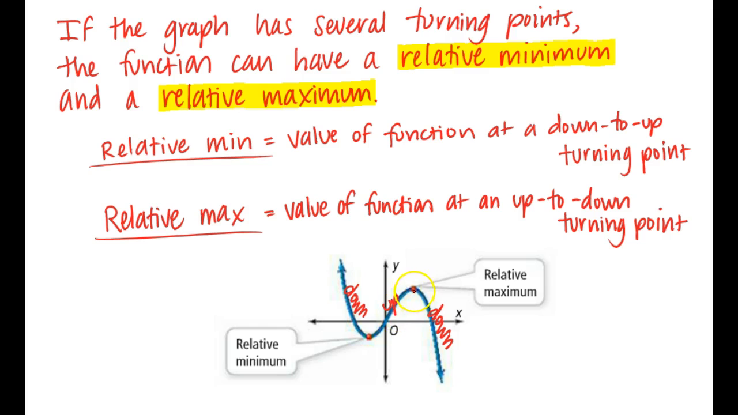So you can see at this next point, the left side of that curve is going up, or increasing, and the right side of that curve is going down, or decreasing. So that point, the turning point, is called a relative max.